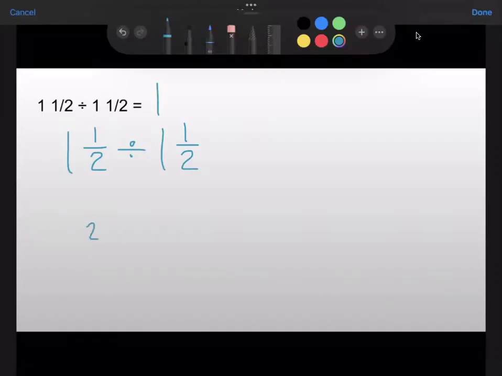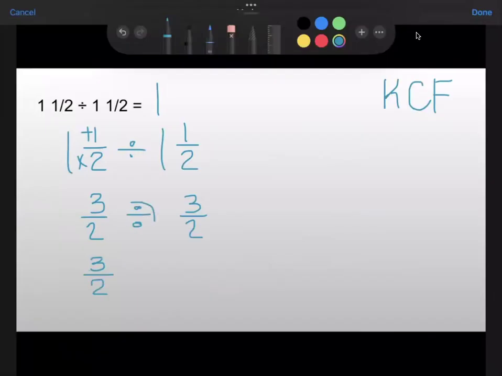That means I'm going to keep them both over 2 because they both have a denominator of 2. I'm going to take 2 and multiply it by the whole number and add the number that's already on top. So 2 times 1 is 2, plus 1 is 3. So since they're the same number, I'm just going to go ahead and write 3/2 here, and that's what we're dividing. So we're going to do keep, change, flip. What that means is I keep the first fraction the same. I change from division to multiplication, and then I flip the second fraction around so that it is 2/3.